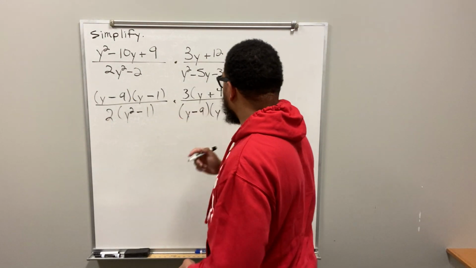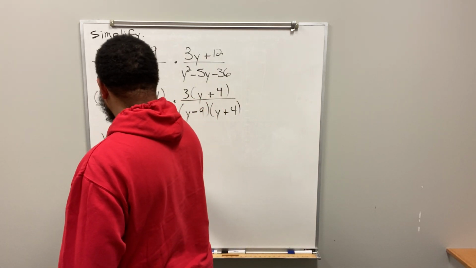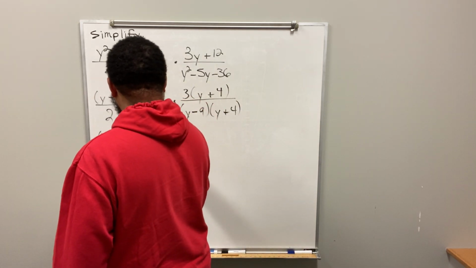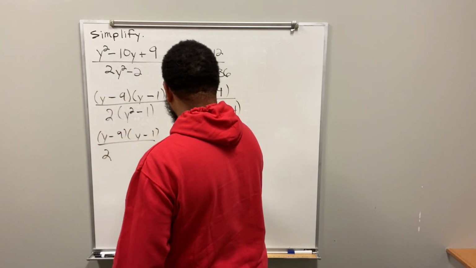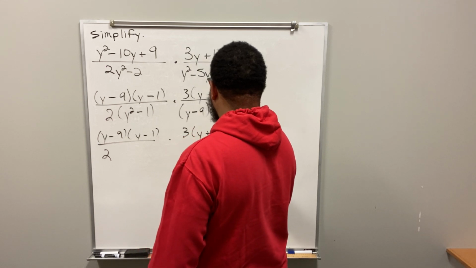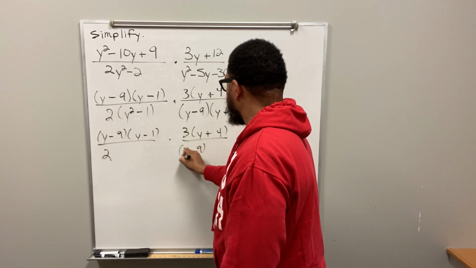So I'm about to break this down, but I'm going to copy everything over. I'm going to have y minus 9 times y minus 1. Bring the 2 down; I'm going to come back to that. Let me just write these real fast. I'm just copying everything down because none of this has changed.